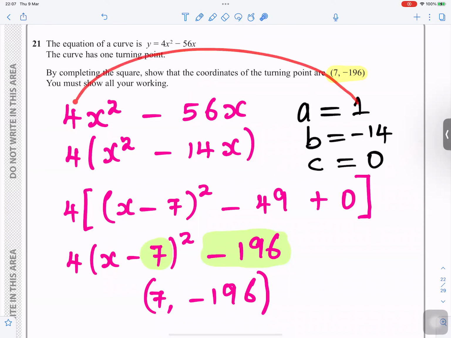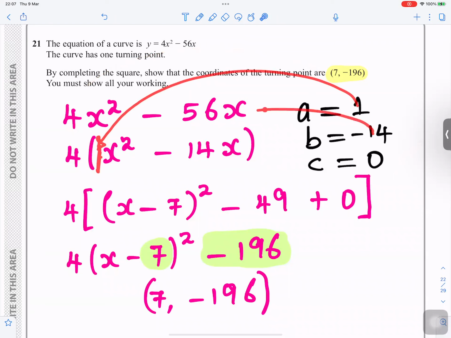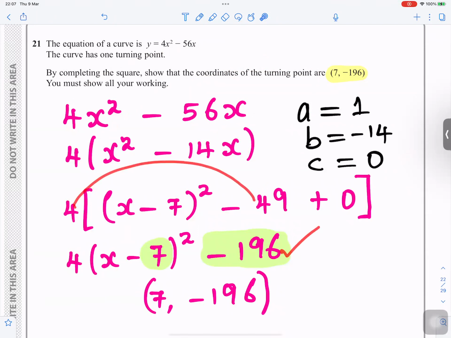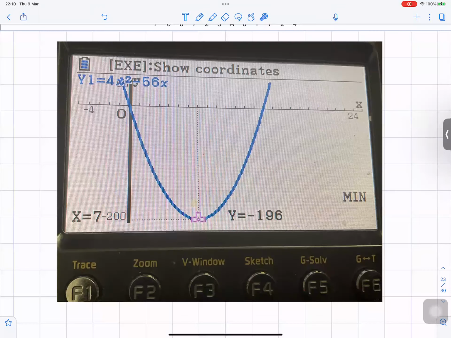So a is 1, b is minus 14, and c is 0. And when you complete the square, you remove the bracket. The 4 times that before will stay there, and then 4 times minus 49 gives you minus 196. When you plot the graph on a graphics calculator, the minimum point is given as x is 7 and y is minus 196. To confirm that it is correct, and it is, that's the graph there, 4x squared minus 56x.